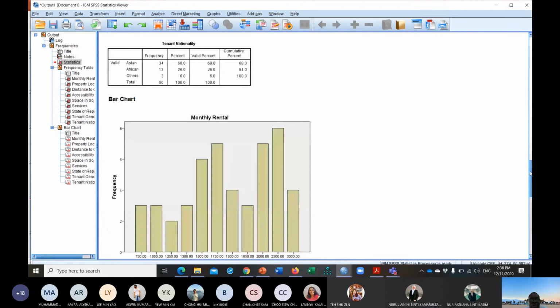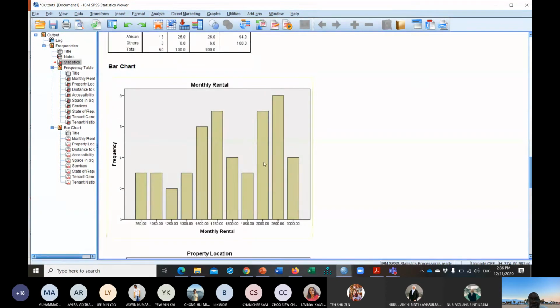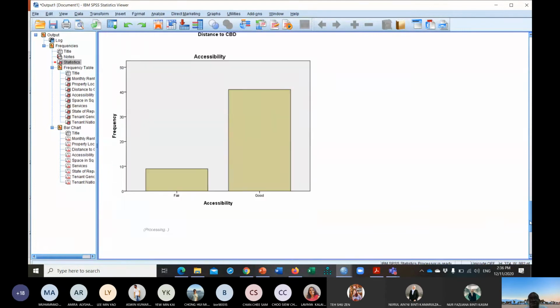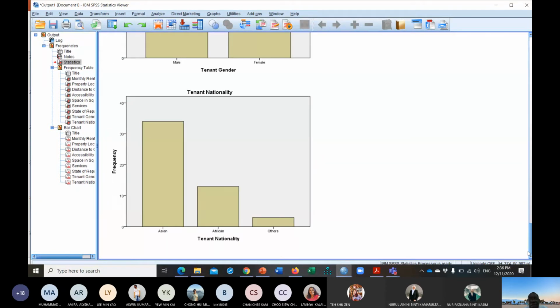So for all these tables, once you have chosen a bar chart, the bar chart is equally provided for the monthly rent and all the variables we have inputted. So we can look and see how they are distributed. In the area of nationality, it means more Asians are respondents in this chart. You can see this is about 34 or so out of 50 respondents. So I think this is a fair distribution anyway.